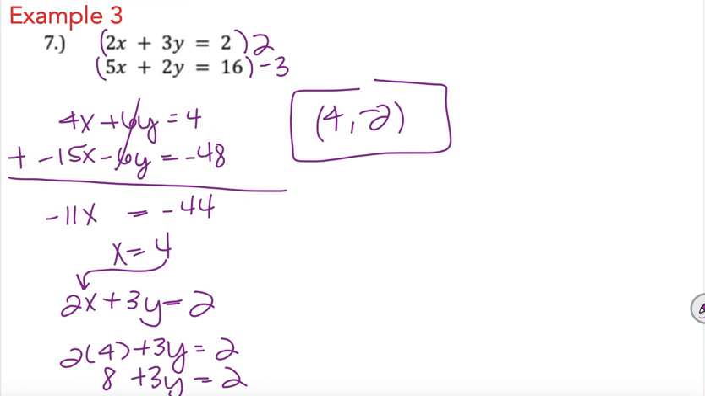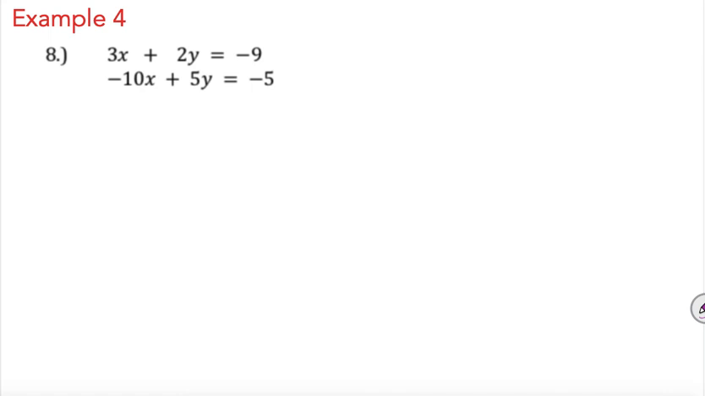I do have one more example if you'd like to have one to try on your own. It would be explained in the Google Slides. But that concludes my video and explanations for Elimination Part 2.